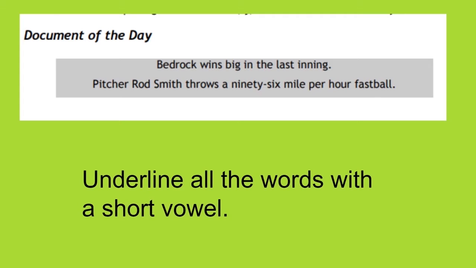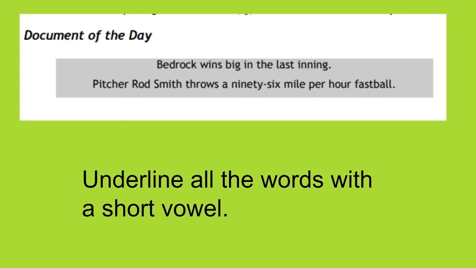So the first part of segmenting words, the first thing we learn about is compound words. And compound words are words that are made up of two separate words that are smushed together. So in our document of the day, we have compound words, and we have one syllable words, and we have words that are CVC syllables and a couple other types of things. But the first thing we want to just do is to look for all of the short vowels. So we're looking for the CVCs.